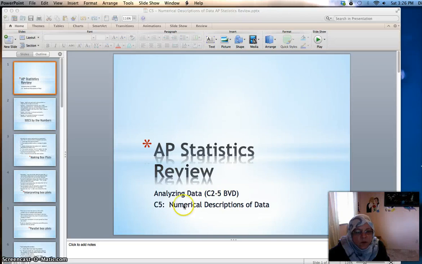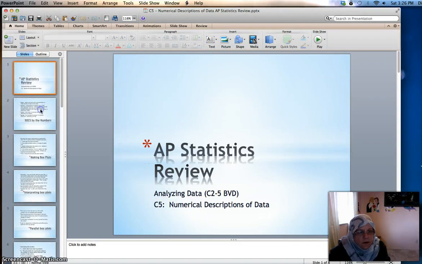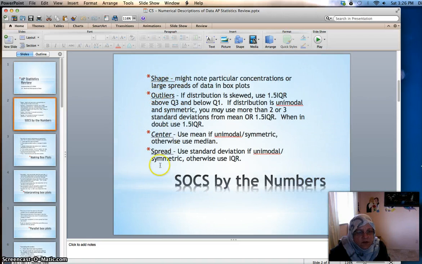Okay, today we're reviewing Chapter 5, Numerical Descriptions of Data. So first we want to look at SOCs. Remember, that's how we describe quantitative data for one variable. Shape doesn't particularly change in this chapter because there's no real quantitative measure of shape that we use in AP statistics. But you might note particular concentrations or large spreads of data in your box plots.